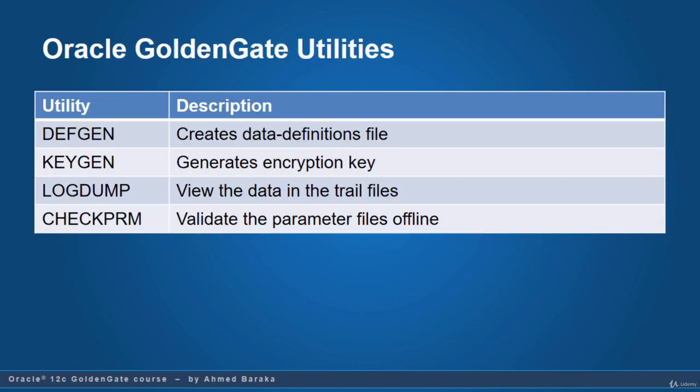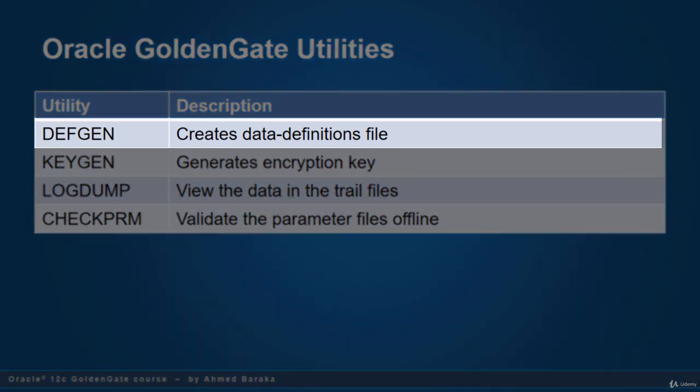Oracle GoldenGate is shipped with useful utilities. Here is a list of some of them. defgen is used to create data definition files in the source database. It is needed in Oracle GoldenGate of versions older than 12c. It is needed if the data structure in the source database is different from the one in the target database.